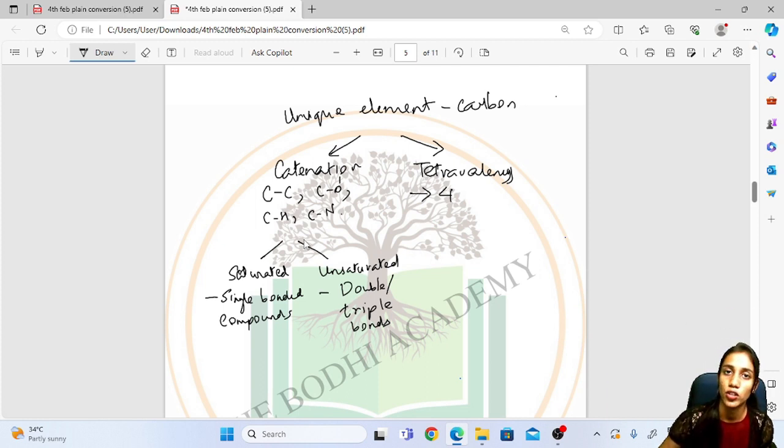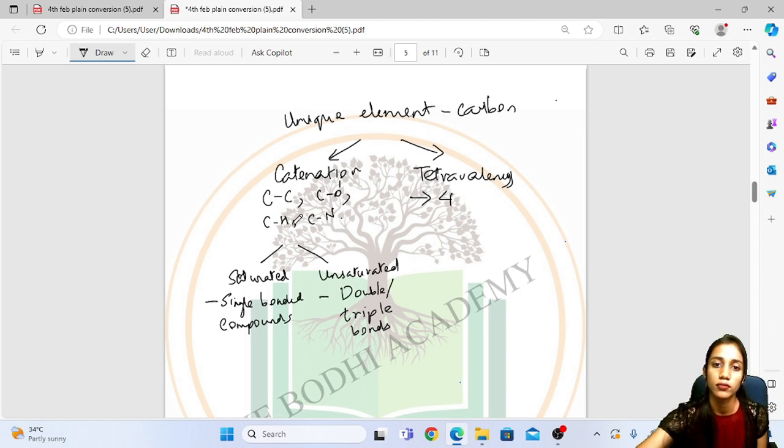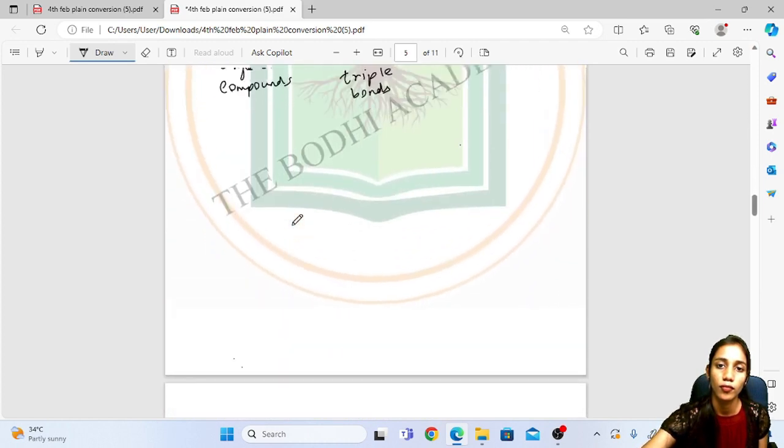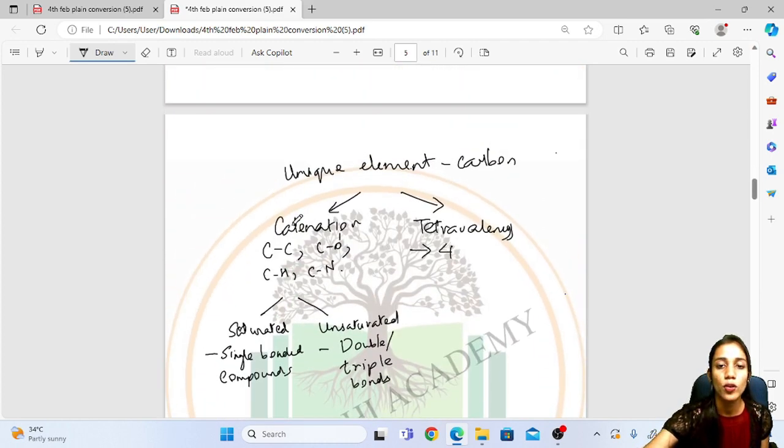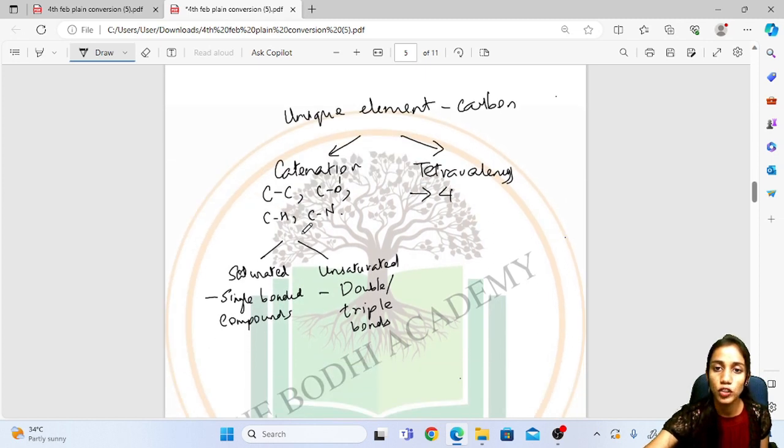Second is tetravalency, that is the valency of carbon is 4, so it has 4 electrons which it can share with 4 other monovalent compounds. So this was about the unique nature of carbon. If the question asked is why is carbon called a unique element, it is because of its two properties, catenation and tetravalency. Then you have to explain what is catenation and what is tetravalency.